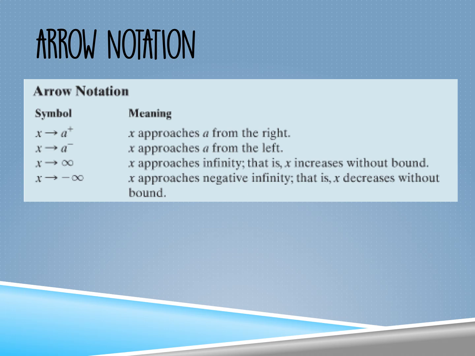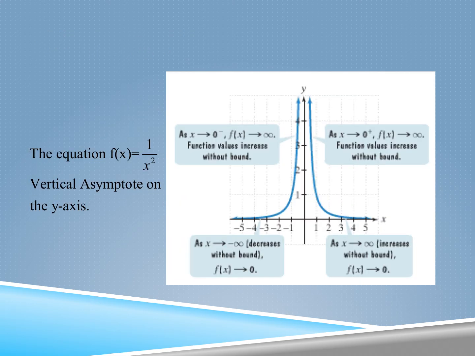If it says x arrow a plus, it means x as it's approaching a, which would be a value. Positive means from the right, so it's coming in from the right. What's happening there? That's all. If it was minus, it's saying x as it approaches that number from the left. If I'm doing x to positive infinity, this means it's going to be increasing without bound, meaning it doesn't stop. And x approaching negative infinity means it's going to continue to decrease, again without bound. This is why you see that kind of notation.